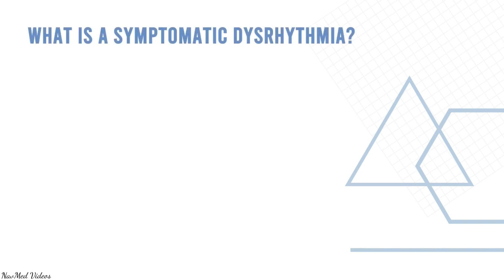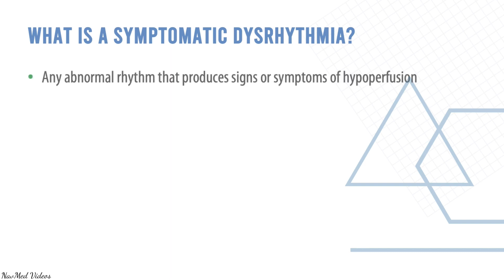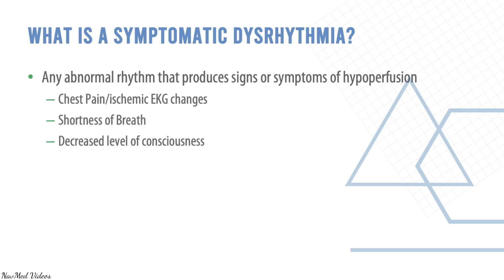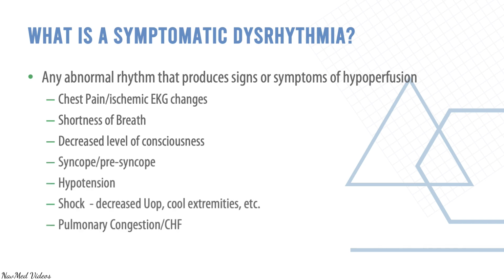What is a symptomatic dysrhythmia? Any abnormal rhythm that produces signs or symptoms of hypoperfusion: decreased blood supply, chest pain, shortness of breath, decreased consciousness, syncope, hypotension, shock, pulmonary congestion. It's a symptomatic dysrhythmia.